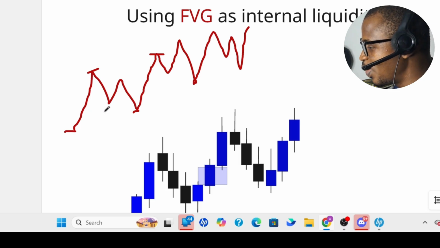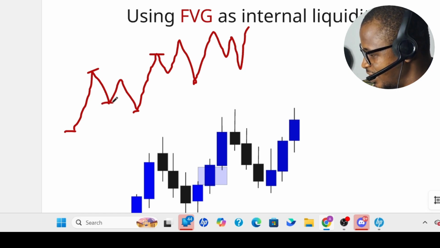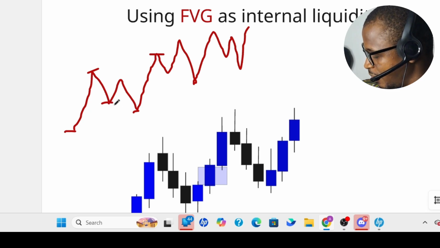Some of you will be like, where is the internal liquidity? This is where the internal liquidity comes in. This is the internal liquidity. You see this failed, what will I call it, a failed swing low? It is the internal liquidity. And mind you, within this type of internal liquidity, you can equally see a fair value gap within it.